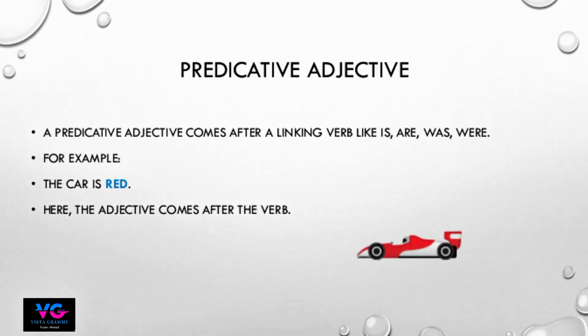Predicative adjectives. A predicative adjective comes after a linking verb like is, are, was, were. For example, the car is red. Here, the adjective comes after the verb.